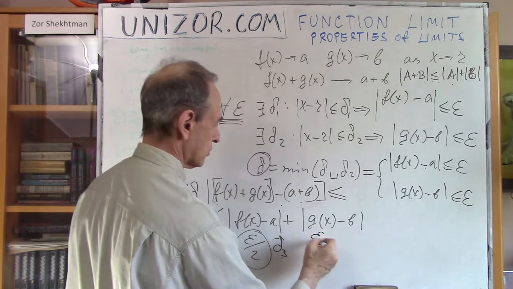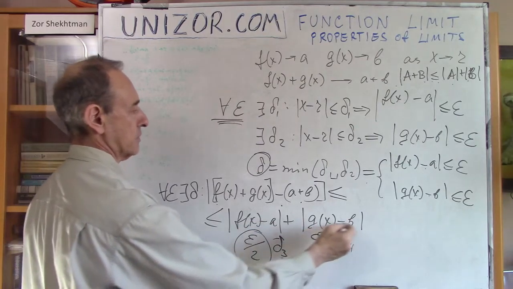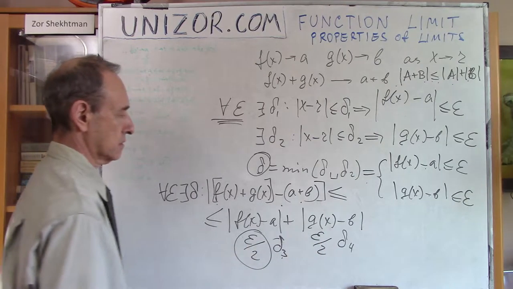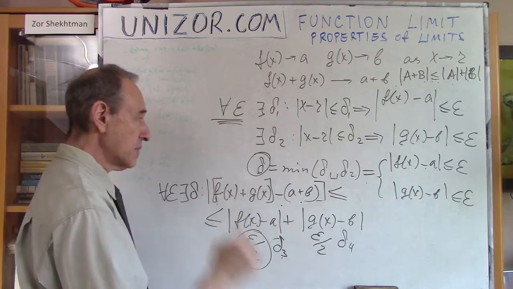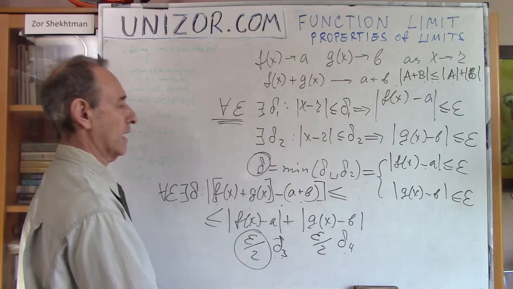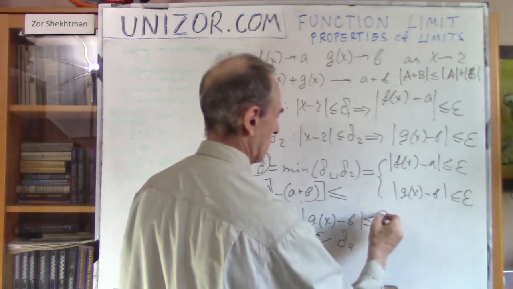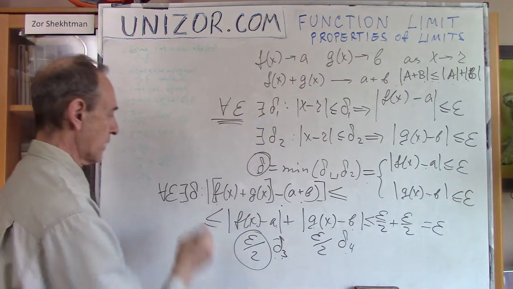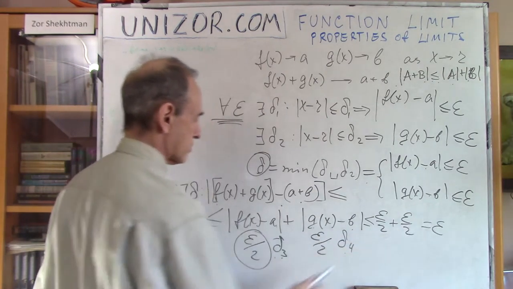And for the same epsilon over 2, I will find delta 4 such that if x is within the delta 4 neighborhood, this is true, that this is less than epsilon divided by 2. And then I will take the minimum of delta 3 and delta 4, and that would be my final delta when both of them are true. So this is less than epsilon over 2, and this is less than epsilon over 2, which is epsilon. So for any epsilon, I will find such a delta when this is true.